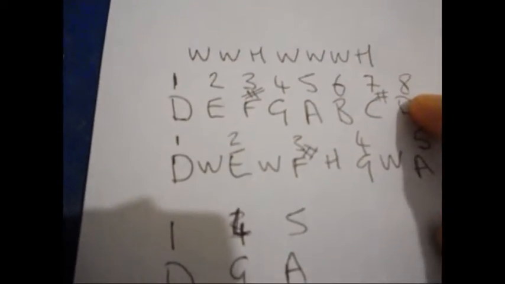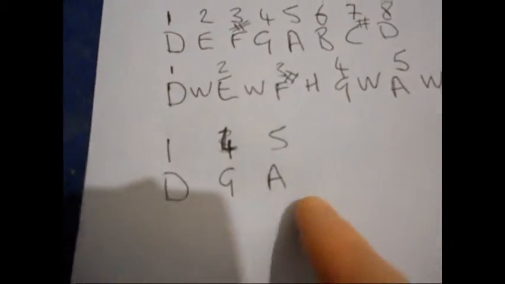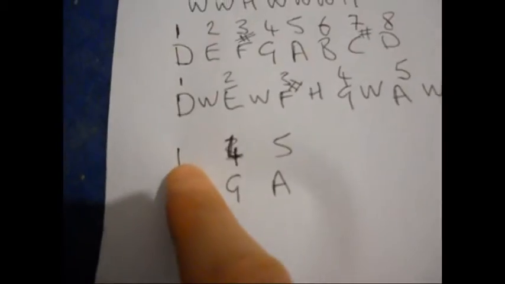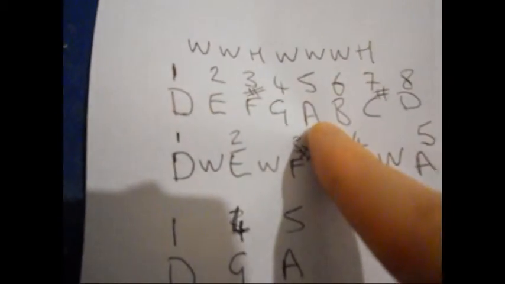So what you do is you put the numbers up above them again, 1, 2, 3, 4, 5, 6, 7, up to 8. You take the 1st, 4th and 5th of it, which would be D, G and A, and they're your chords for your song, D, G and A. Taken from the 1st, 4th and 5th, D, G and A.